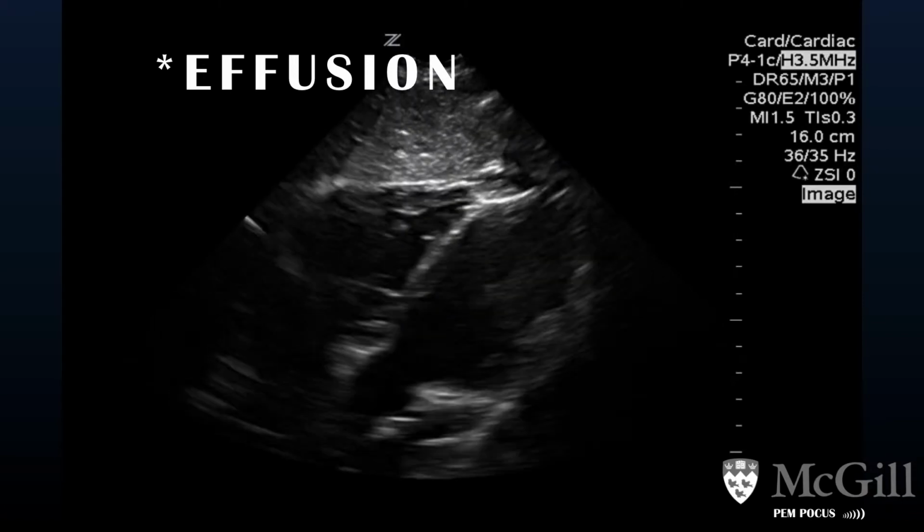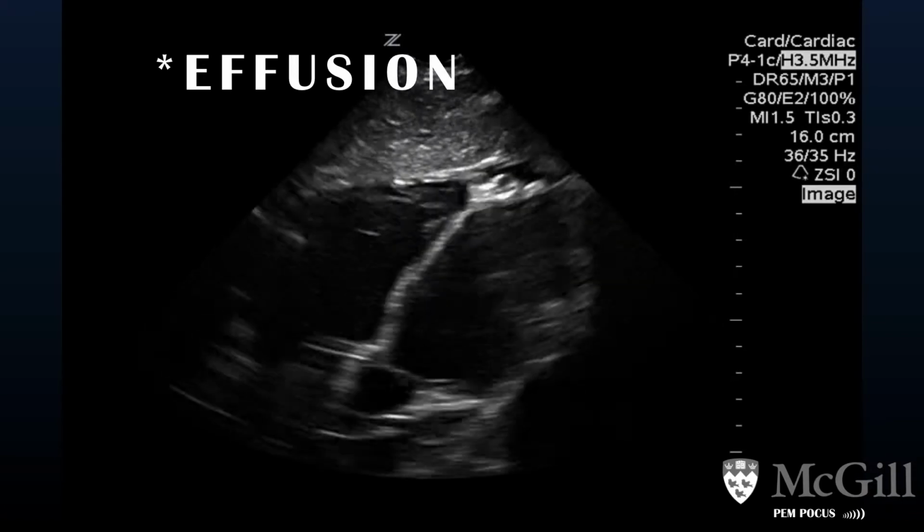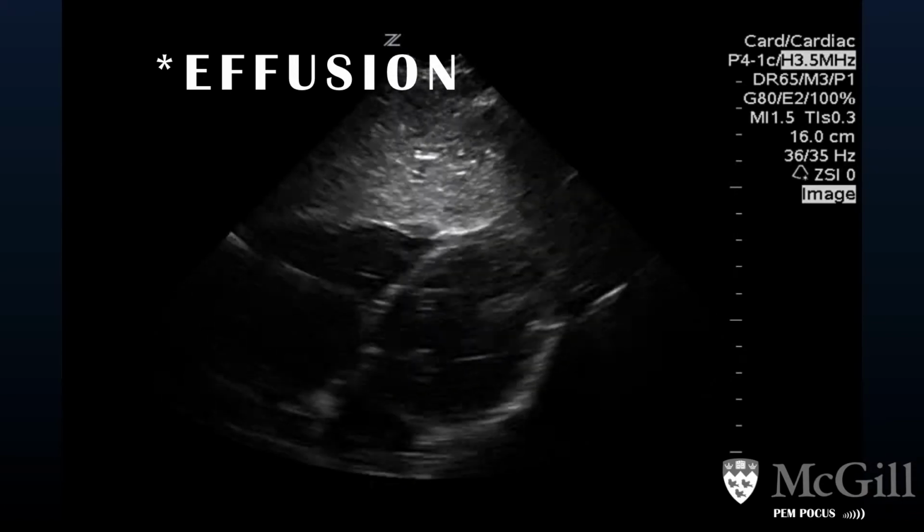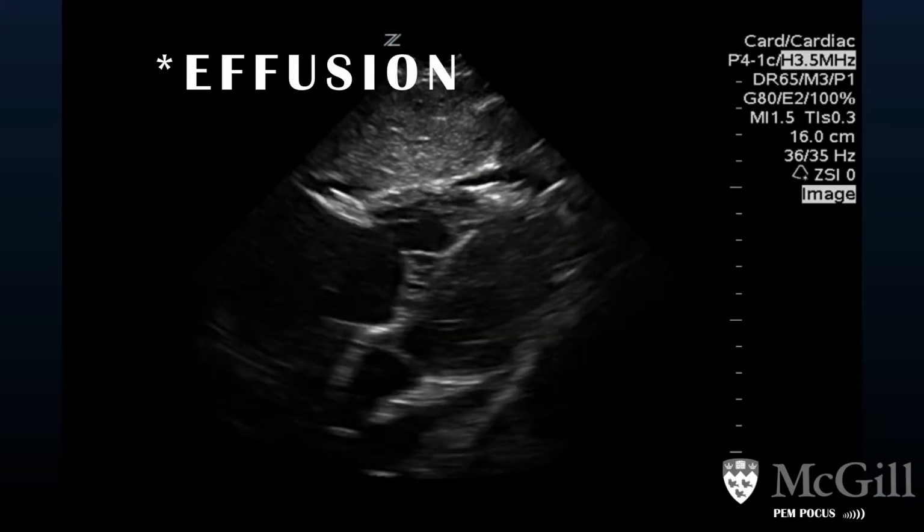Now let's discuss pericardial effusion. This video shows a normal heart. Here you can visualize the hyperechogenic layers of the pericardium. You can see the visceral and parietal layers. In between those two layers, you see a black layer of fluid, which is physiologic pericardial fluid.